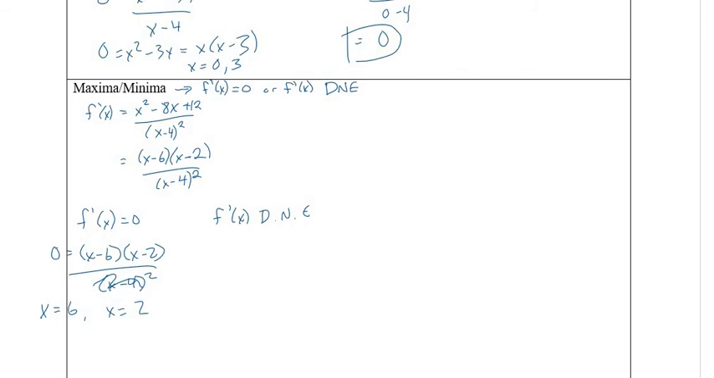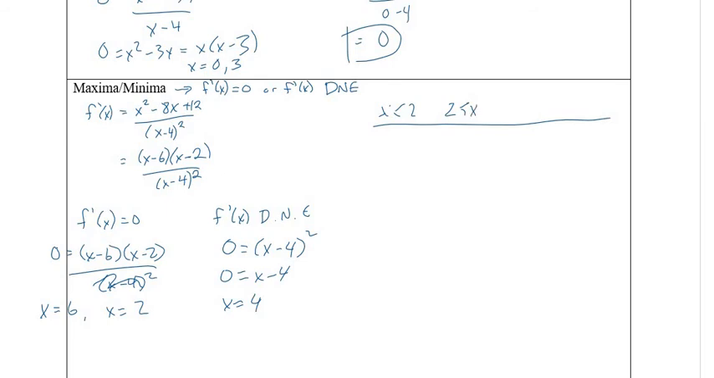And then for the spots where f prime of x does not exist, let's set the denominator equal to 0. Square root both sides, and we get x minus 4 equals 0, or x equals 4. So in this case, now we have 2, 4, and 6 as our possible critical points. So we have to look around those. So let's start with x to the left of 2, between 2 and 4, between 4 and 6. And let's examine the sign and see what's going on.